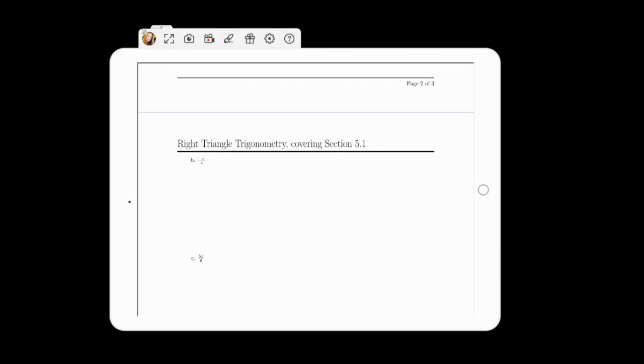Okay, welcome back to the video about section 5.1. So in this problem, we are going to convert the angle from radian to degree, and we are going to sketch the angle. So the angle that we have is negative pi over 4.